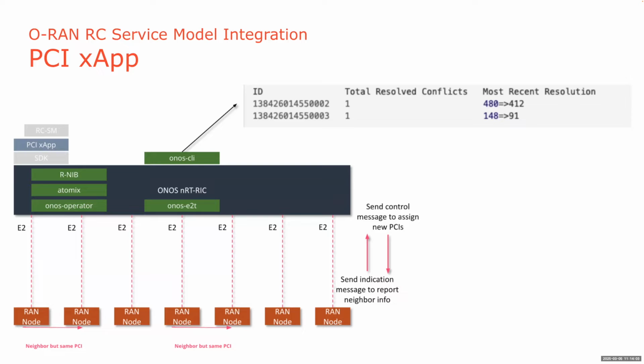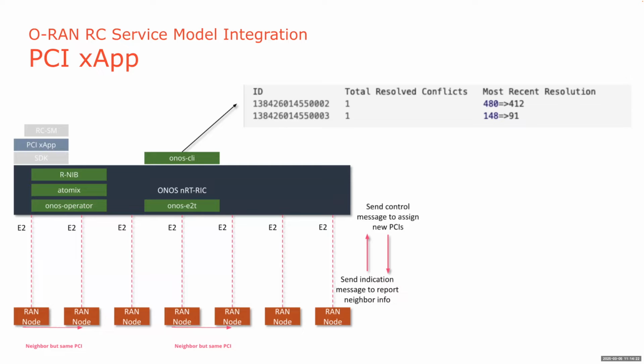But if it's not unique, then it's in trouble, right? So this PCI X application and PCI use case tries to detect the PCI conflict situation and then try to resolve that situation. So this is how it's working.